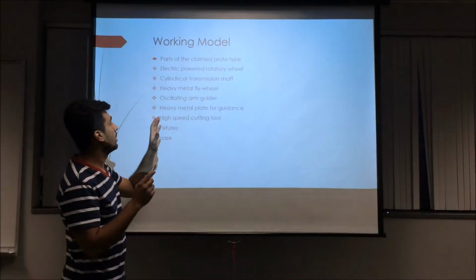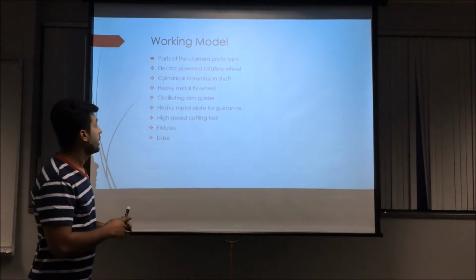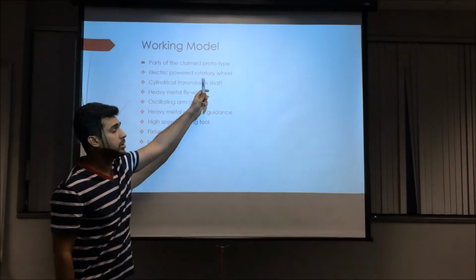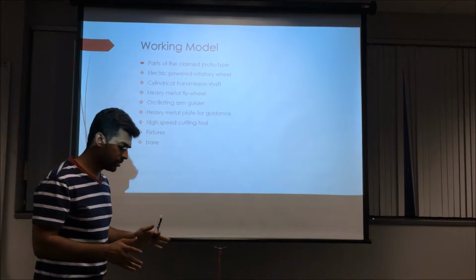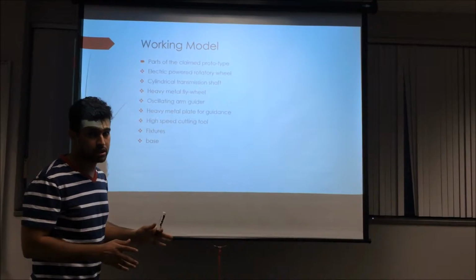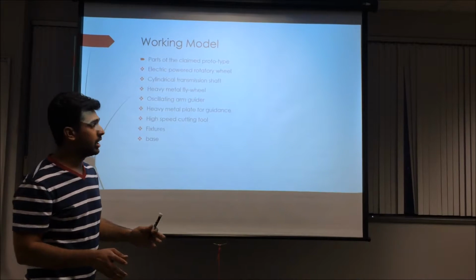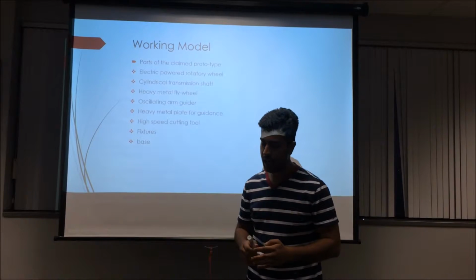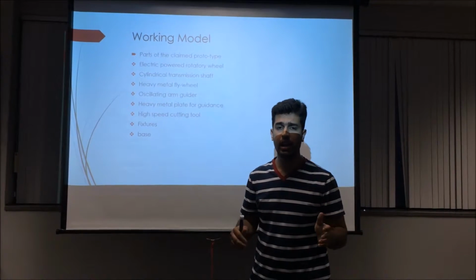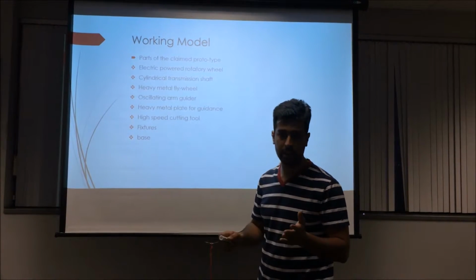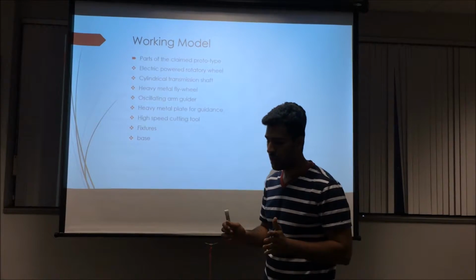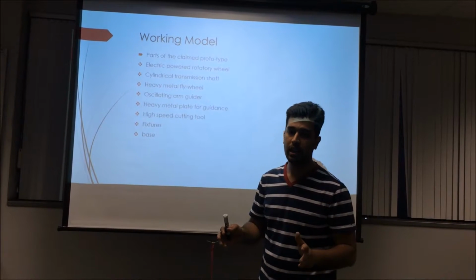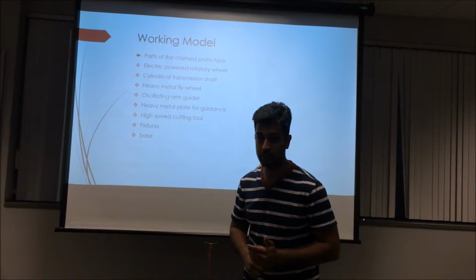Here you can see we listed out the parts of the claimed prototype. As you can see, the first one, the word itself shows electric powered rotatory wheel. As I told you already, the wheel was completely powered by electricity. It can be powered by water or wind or steam, anything, because they have to cut. They can't be using hydropower or steam power or any kind of other power for cutting stones, because they have to cut 2,050,000 blocks in just 360 days.